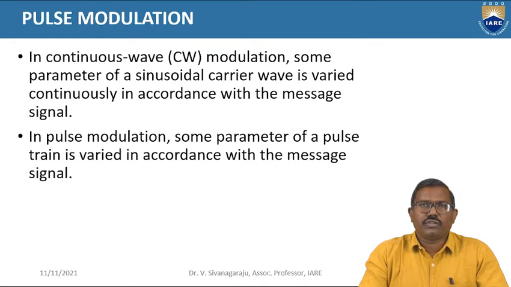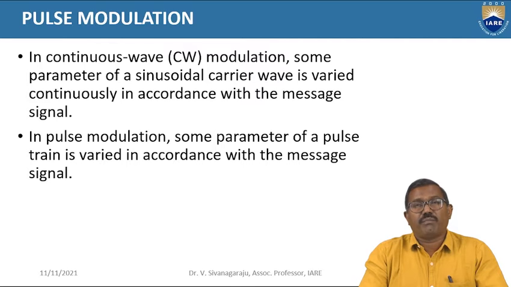So first, before going to pulse modulation, what is modulation? You already know the definition of modulation. Some parameter of the carrier is varied continuously in accordance with the message signal, and we call that modulation, as in analog communication, where we know this definition very well. And in pulse modulation, some parameter of the pulse train is varied in accordance with the message signal. So what is the difference between continuous wave modulation and pulse modulation? It is the carrier.